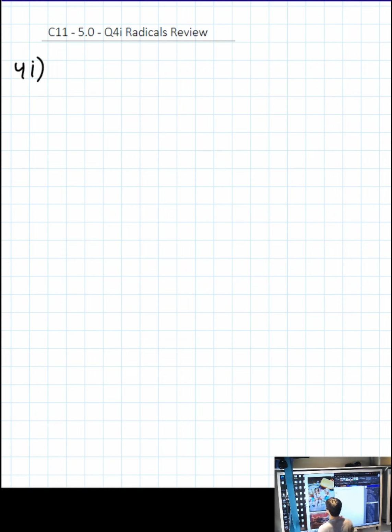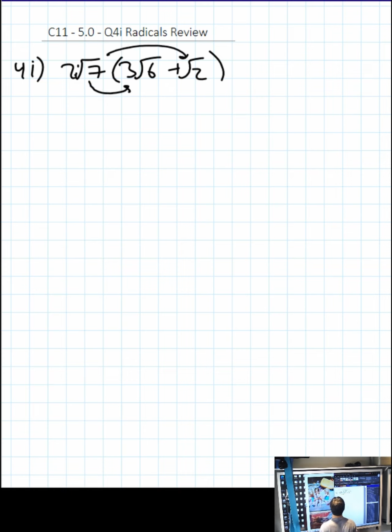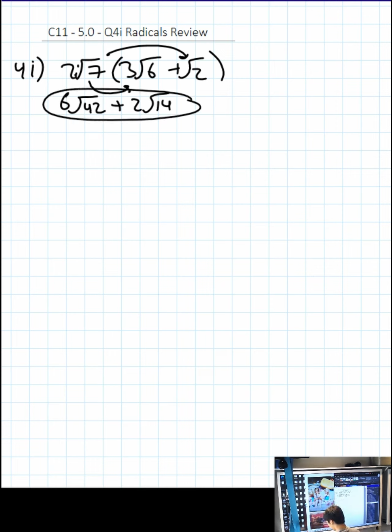Okay, we have 4I. We have 2 root 7, open bracket, 3 root 6, separately plus root 2, close bracket. So let's put some distribution arrows from our 2 root 7 into both things. So we're going to multiply the numbers in front and multiply the numbers underneath the root. So we're going to get 6 root 42 plus 2 root 14 and circle our answer. We know that we multiplied numbers together that can't be simplified to further prime factors, so that is our final answer. All right.